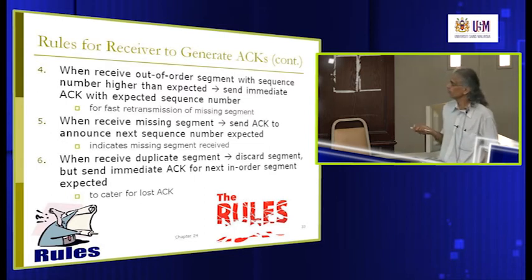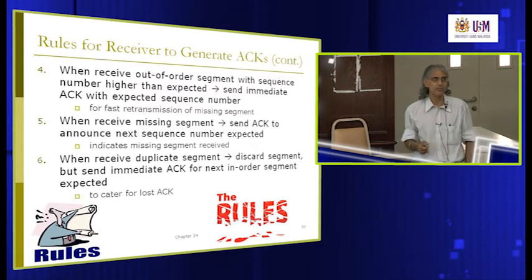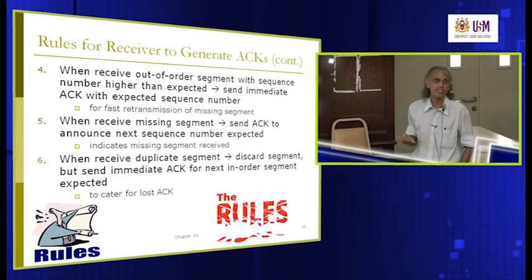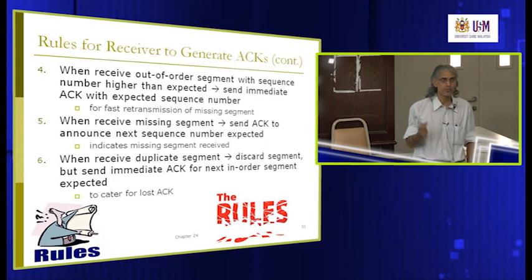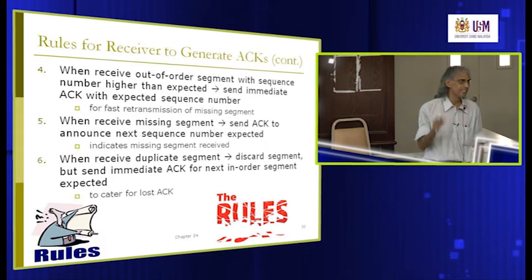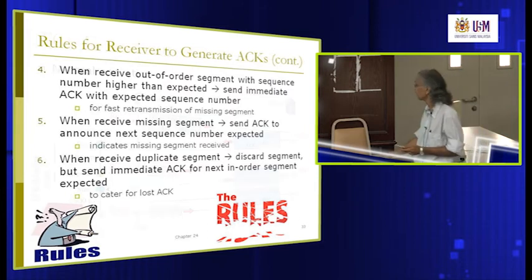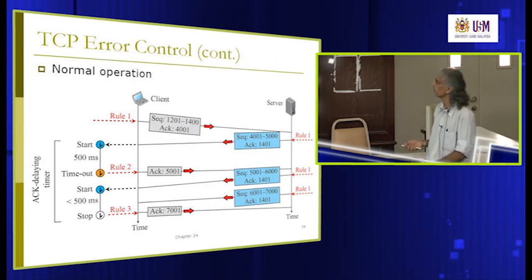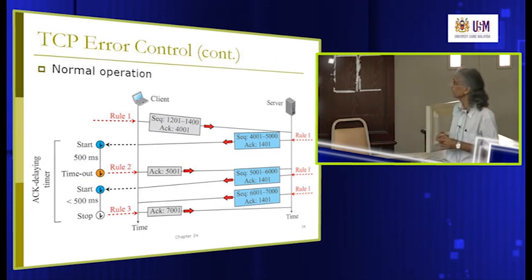And if we receive a duplicate segment which has already been received earlier, then the duplicate segment will be dropped, but the previous acknowledgement will be resent to inform the client to please send this particular data. Right? You're sending me data which is already there, but send me again the one I'm telling you to send. Right? So this is basically to show you an example of how it works. So look at it carefully.